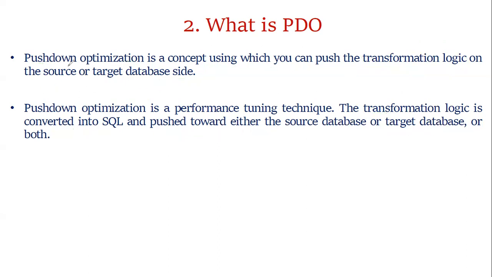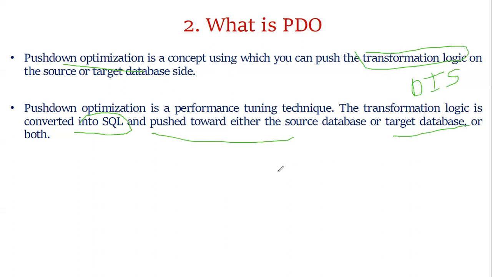Okay. So when we apply pushdown optimization, what happens? The transformation logic is not executed by the data integration server. Instead, your transformation logic is converted into SQL queries and pushed towards either the source database or target database, and then it gets executed by that database server. For example, your source database is Oracle. Then your transformation logic will be converted into SQL queries and pushed towards the source database, that is the Oracle database server, and then the Oracle database server will execute your transformation logic.